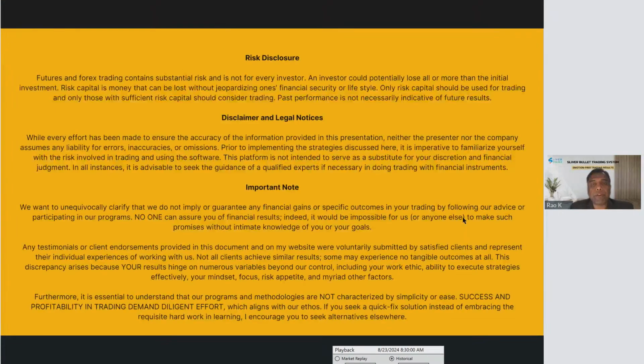Before going ahead, a statutory disclaimer: it's not financial advice. Financial results depend on the individual's mindset, focus, risk appetite, and many other factors. So individual performances vary, and what we show is not guaranteed and varies from person to person.